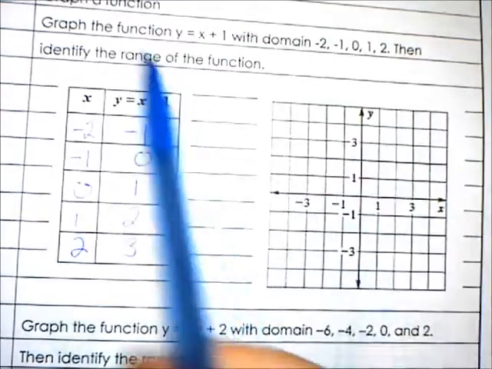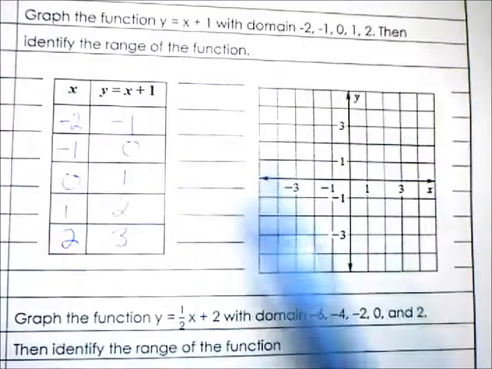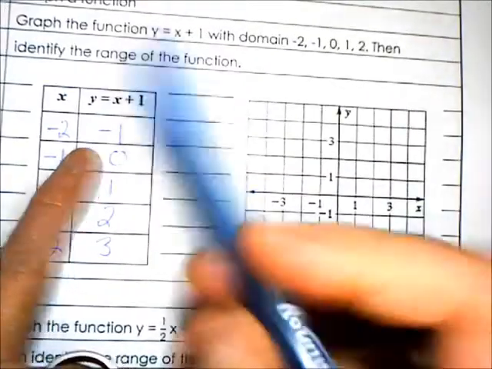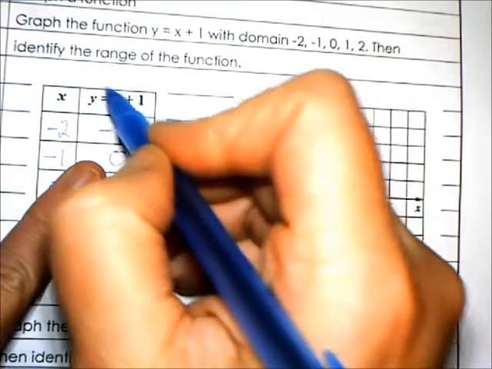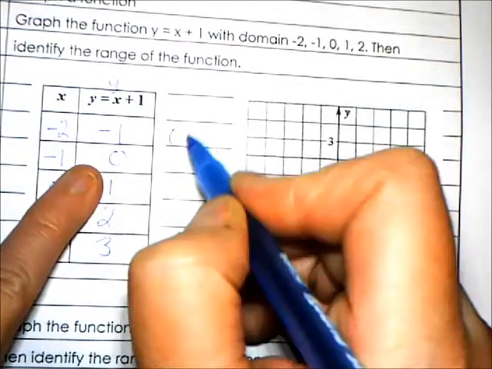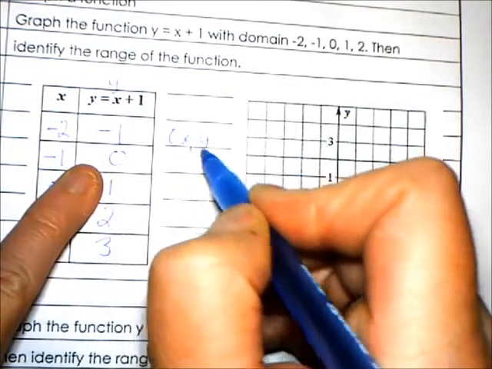Now I want to graph this function, so here are my 5 points. Those are actually my coordinates. Remember, this one is my x and this one represents my y values, so my coordinate will be an xy coordinate.